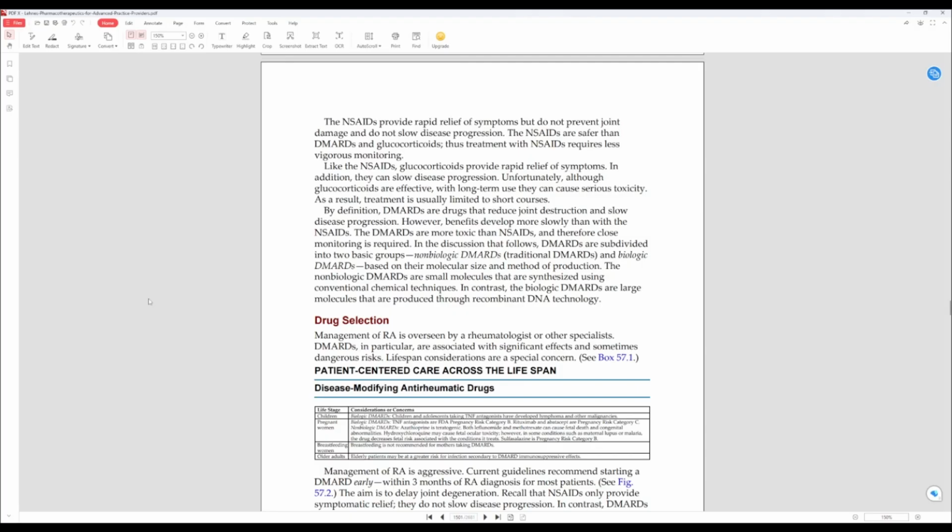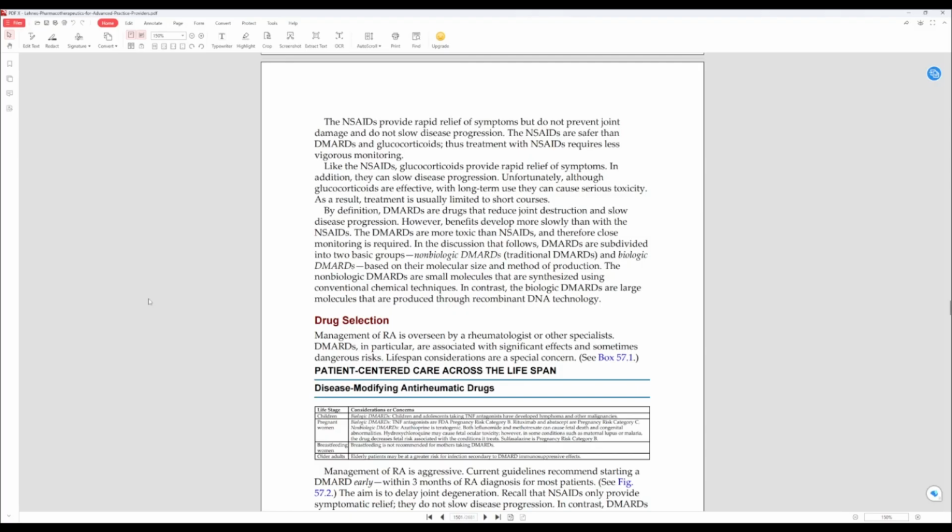Similar to NSAIDs, glucocorticoids provide rapid relief of symptoms. In addition, they can also slow disease progression. Unfortunately, although glucocorticoids are effective, with long-term use they can cause serious toxicity, so as a result, treatment is usually limited to short courses. By definition, DMARDs are drugs that reduce joint destruction and slow disease progression.